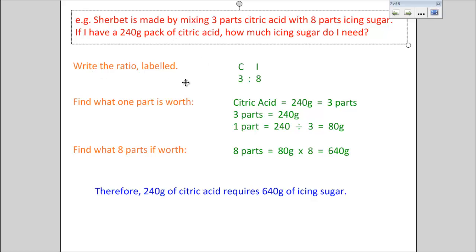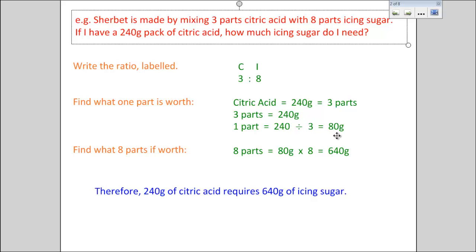I think it's important first of all to write out the ratio like this, labelled, so we know what part goes with what ingredient. So if we've got 3 parts citric acid, I've labelled that C, with 8 parts icing sugar labelled I. To first of all find out what one part is worth, we know that we've got 240 grams of citric acid, which represents 3 parts of the ratio. So 3 parts is worth 240 grams. That means that to get one part, we're going to go 240 divided by 3 is 80 grams.